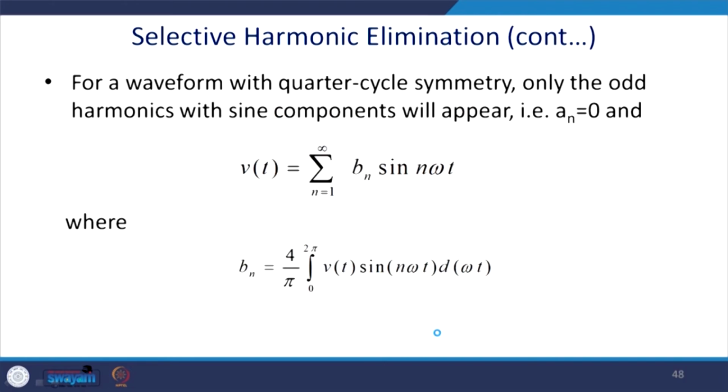For a waveform, generally we have a waveform with quarter symmetry, and it does not have a DC value. Only the odd harmonics with the sine component will appear, and that means A n equals 0, thus V(t) equals the sum over n equal to 1 to infinity of B n sin n omega t, where B n, using the quarter average value, is 4 by pi integral 0 to pi by 2 of V(t) or I(t) sin n omega t dt.